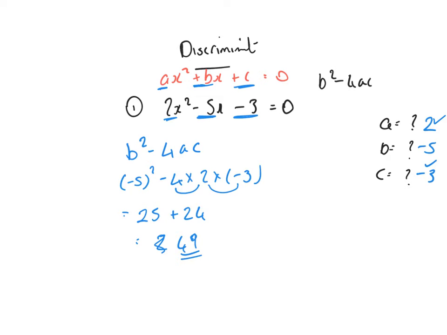Let's just go over that again. Identify a, b, and c: 2, minus 5, minus 3. b squared minus 4ac, where b is minus 5, so it's minus 5 squared, minus 4 times 2 times minus 3. You square a negative, you get a positive. Minus 5 squared is 25, and then minus 4 times 2 is minus 8. Minus 8 times minus 3 is plus 24. 25 plus 24 is 49 finally.